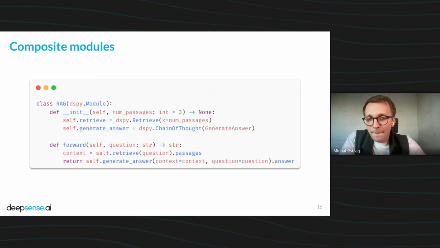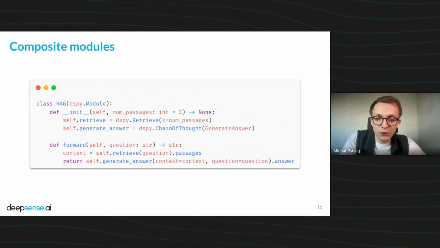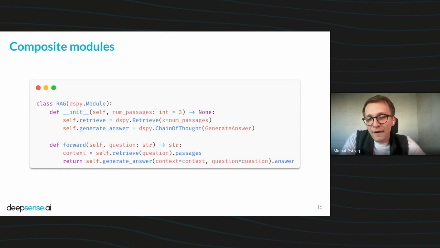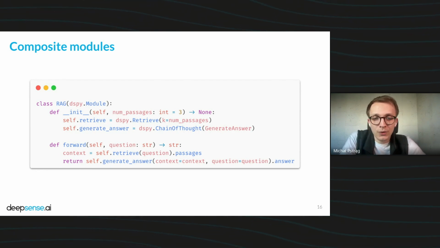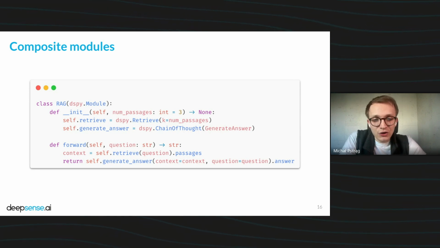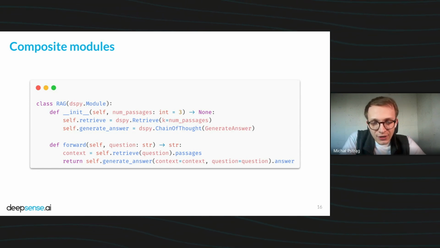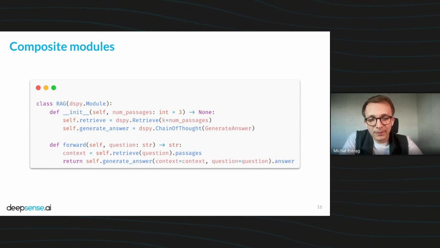cool. When it comes to composite modules, as you can see, the syntax is really similar to PyTorch. So first, you define the modules you want to use in your program. In our case, it's just a simple RAG. So we have a retrieval and a chain of thought module, which is a wrapper around our generate answer signature that you saw earlier. And in the computation part, which is the forward method, we specify the order in which these modules are to be executed. So first we want to retrieve some passages and then pass the context into the generate answer prompt and get a hopefully meaningful answer.